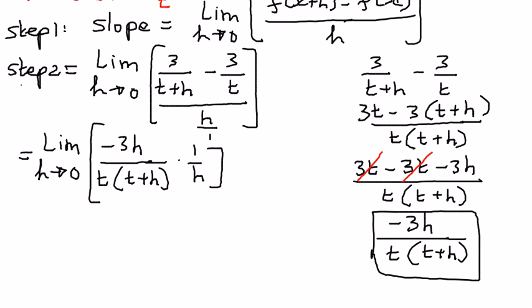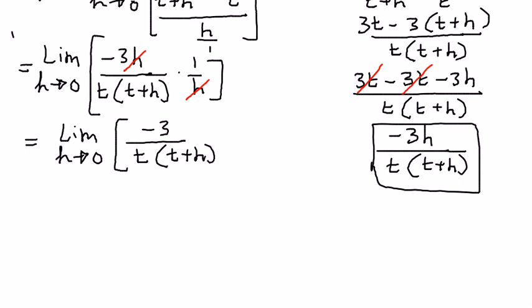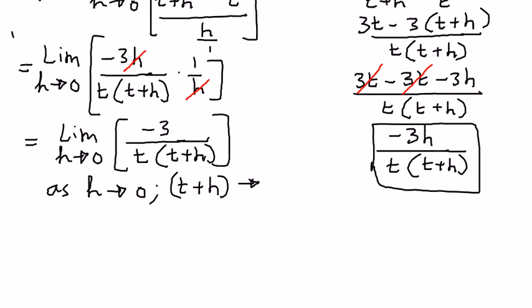Now, as we see, we have an h in the numerator and an h in the denominator, which we can cancel out, and therefore this expression simplifies to the limit as h approaches 0 of negative 3 divided by t times t plus h. Now, as we can see, as h approaches 0, then t plus h is going to approach t.